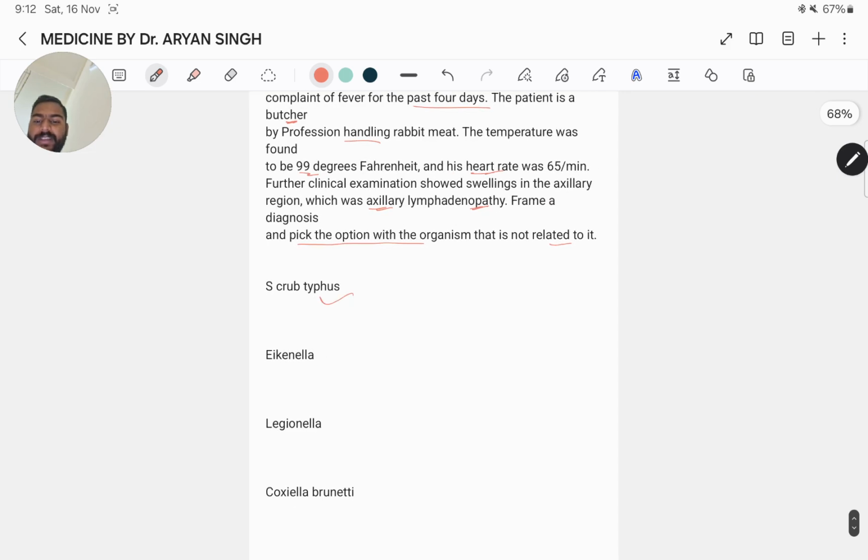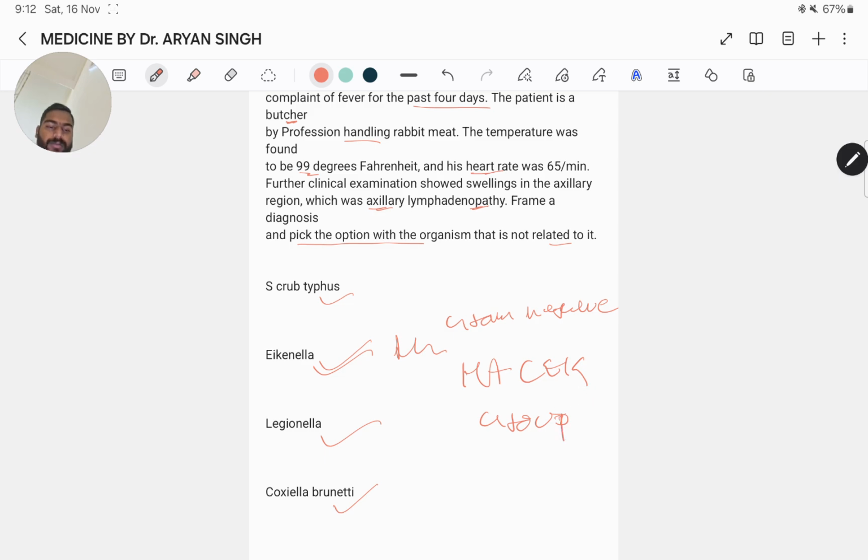Scrub typhus, Ehrlichia, Legionella, and Coxiella burnetii. Ehrlichia is the best answer because the Ehrlichia organism belongs to the gram-negative group of organisms.